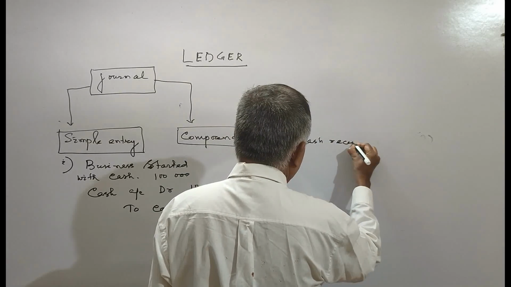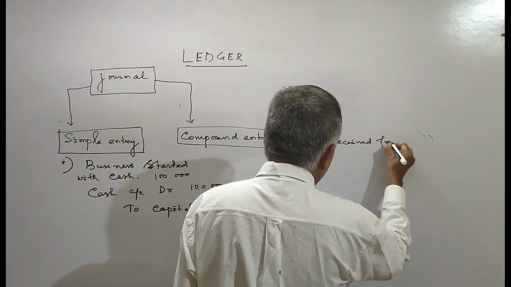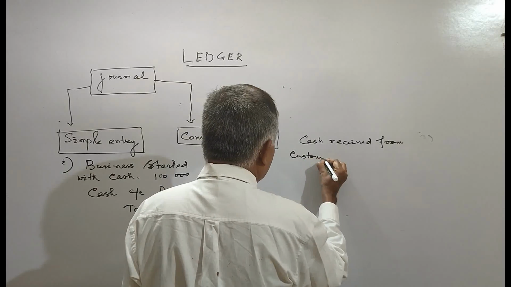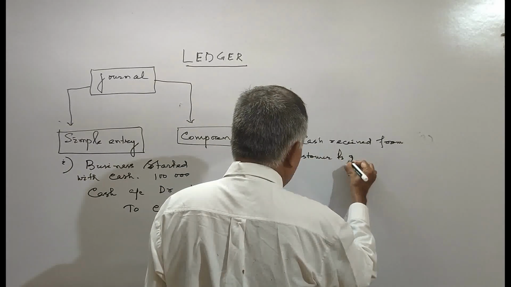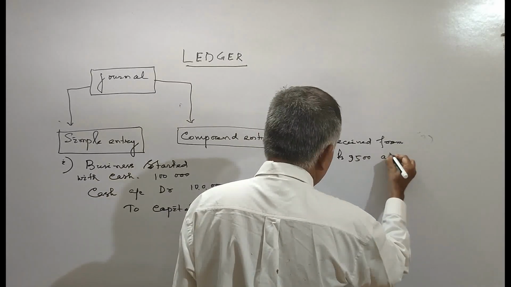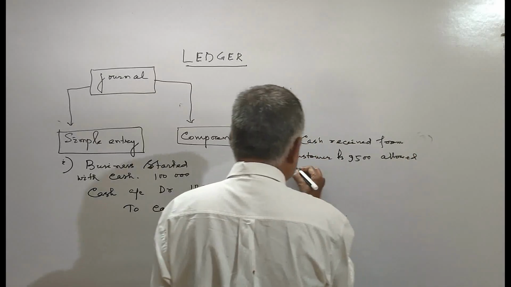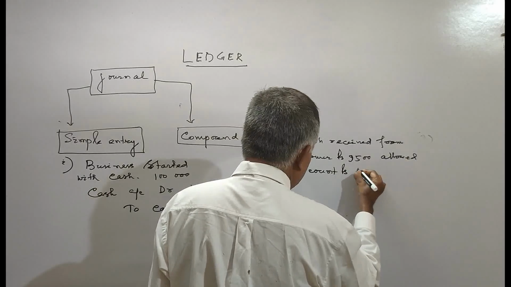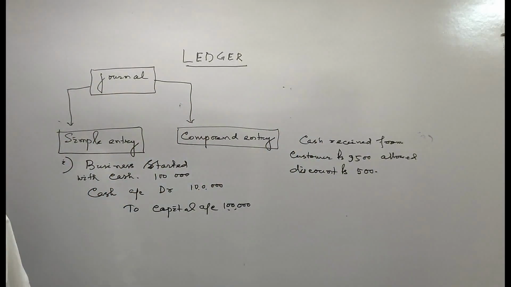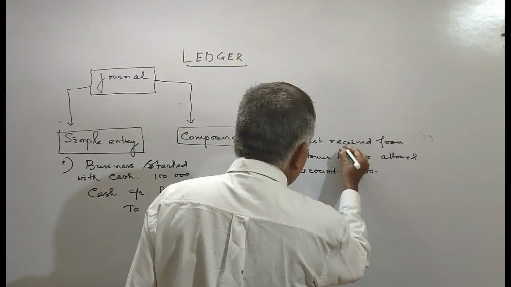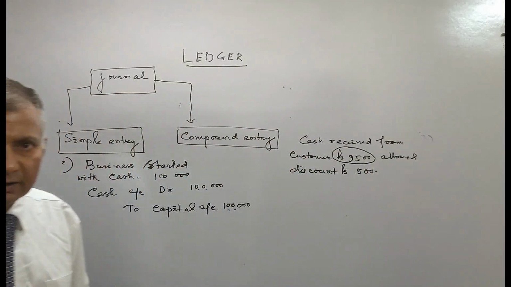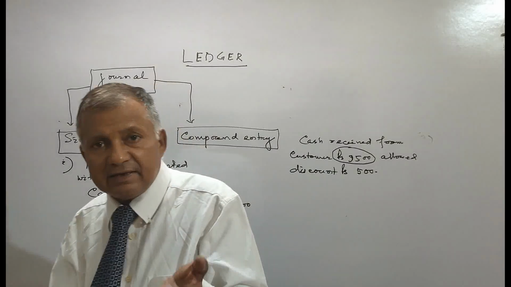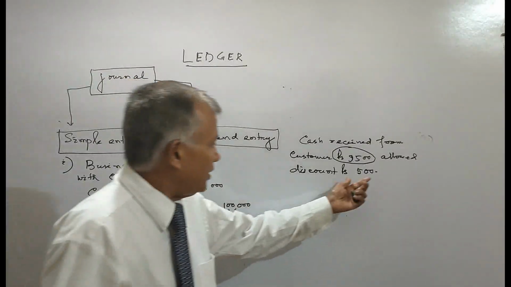Cash received from customer rupees 9,500, allowed discount rupees 500. The business is getting rupees 9,500 from the customer, right? And the customer is paying 9,500 and the business is allowing discount of rupees 500.